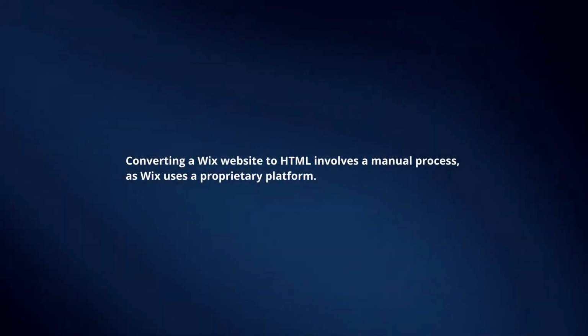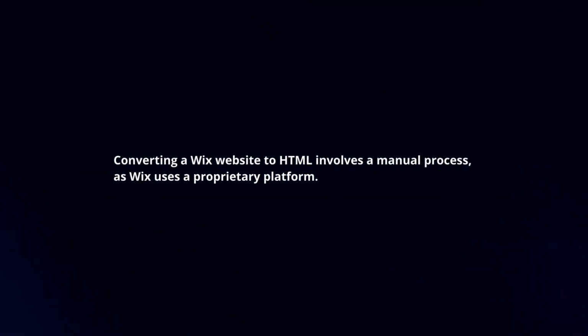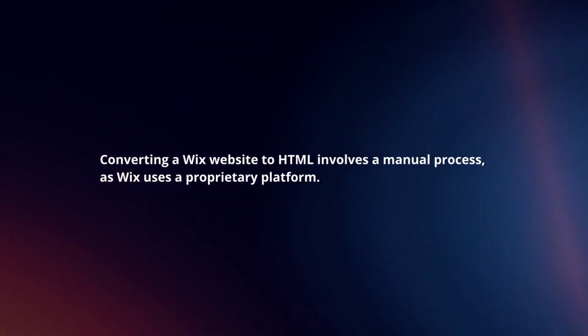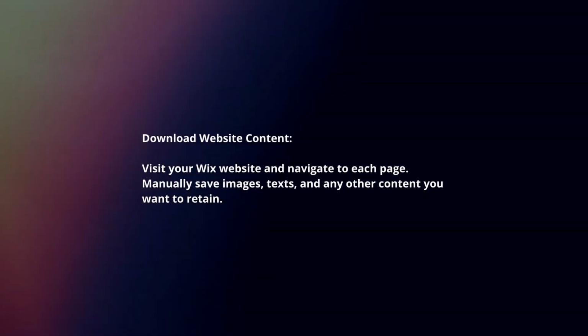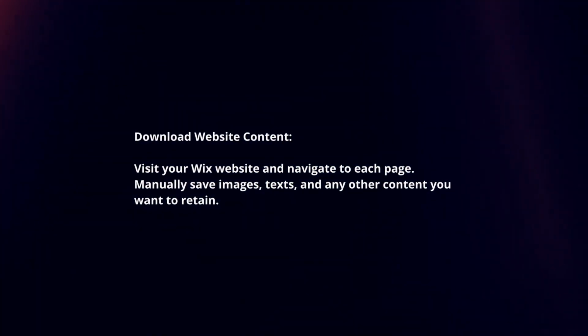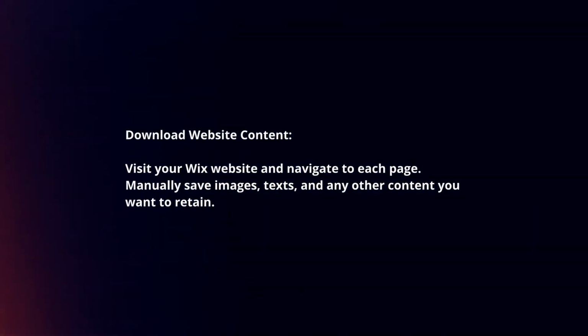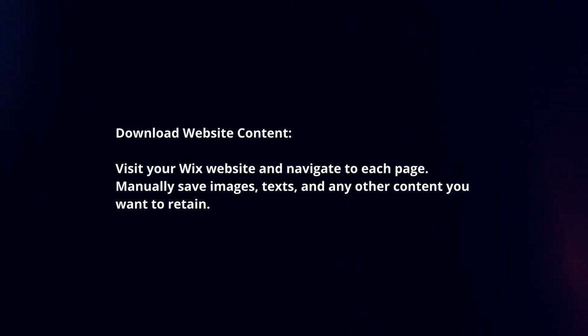Converting a Wix website to HTML involves a manual process, as Wix uses a proprietary platform. Here's a simplified guide. Download website content. Visit your Wix website and navigate to each page. Manually save images, text, and any other content you want to retain.